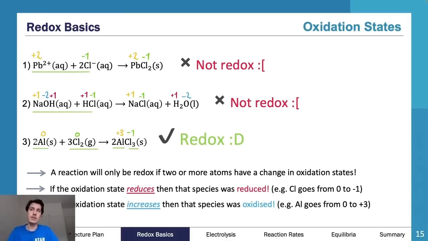What's going on here in terms of the reductant and the oxidant? So take a second, have a think. What do you think?